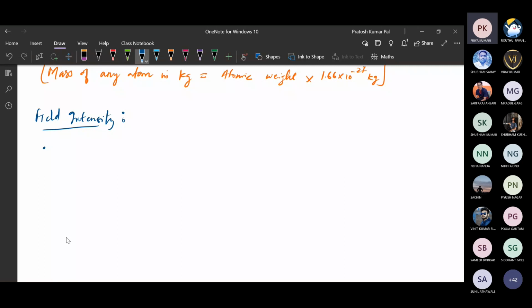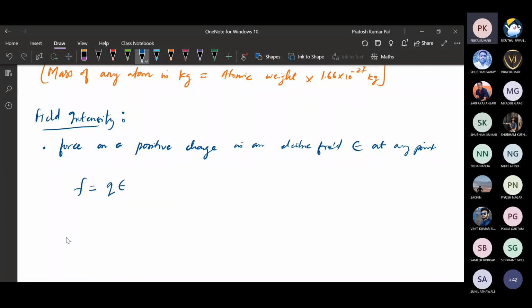So the force on a positive charge in an electric field, represented by E at any point, will have the relation Q into E. This force is represented by the field intensity, that is Q multiplied by E.